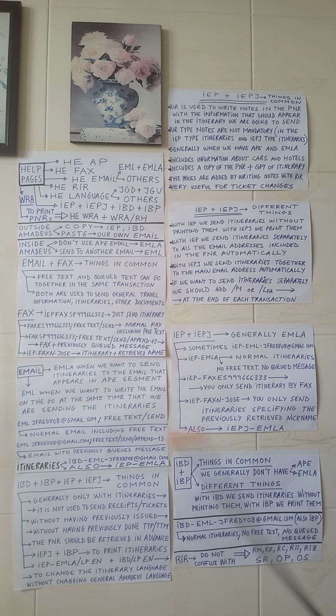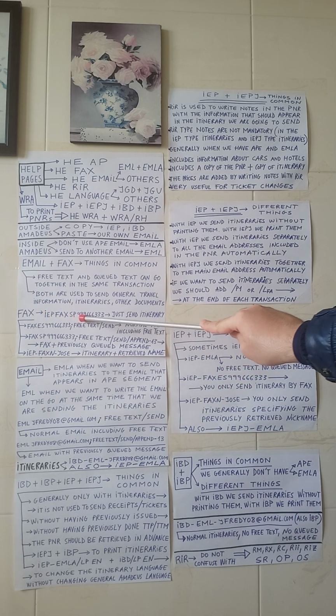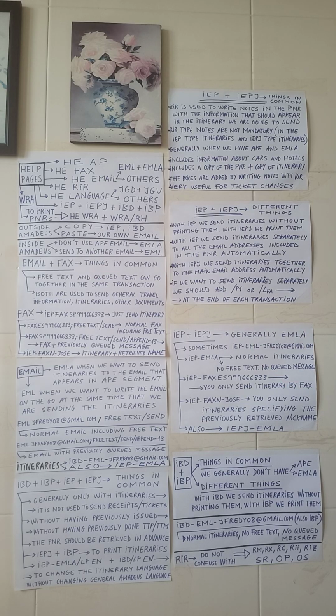With the transaction IEP, fax, SP, and the number of the fax, we can send a travel itinerary to the fax number listed in the transaction, with the letters SP in front to indicate that the destination country is Spain. SP are the first two letters of the word Spain. The reason for putting it in English is so that any travel agent with access to the PNR from anywhere in the world knows the exact location of that fax number.